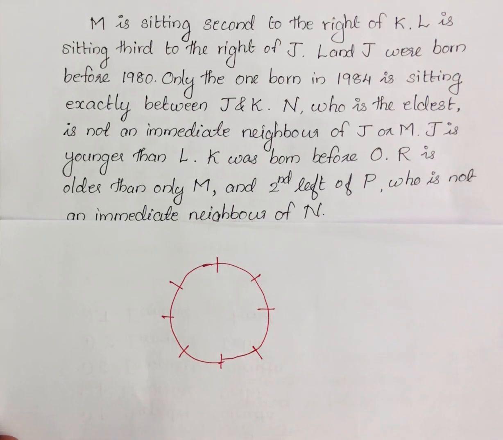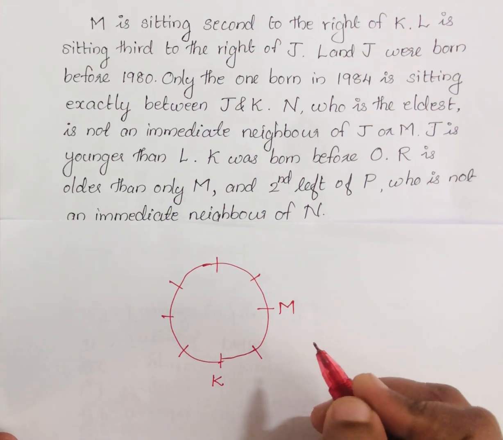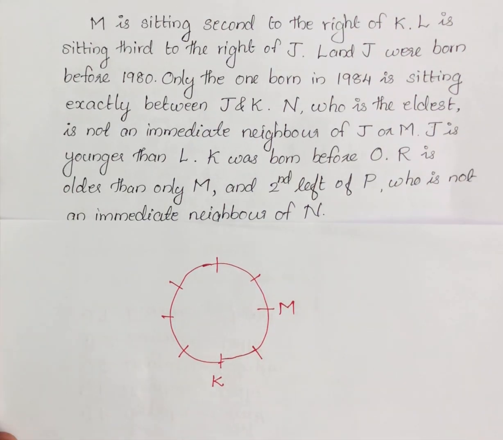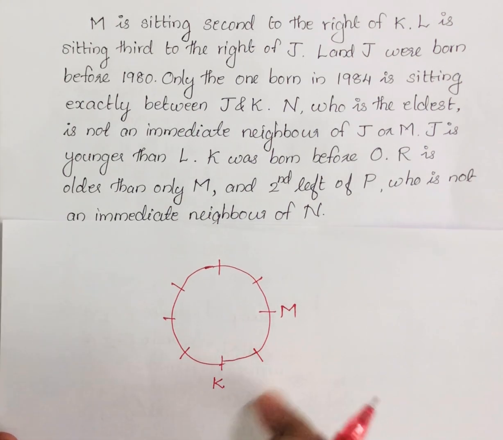Here the first condition is given: M is sitting second to the right of K. So any one place we can put K. Now we can put K here. K is here facing the center. Then M is sitting second to the right of K. So first right, second right is M. Okay, so we got the places of K and M. Then we have to check any other conditions related to these two people, K and M.